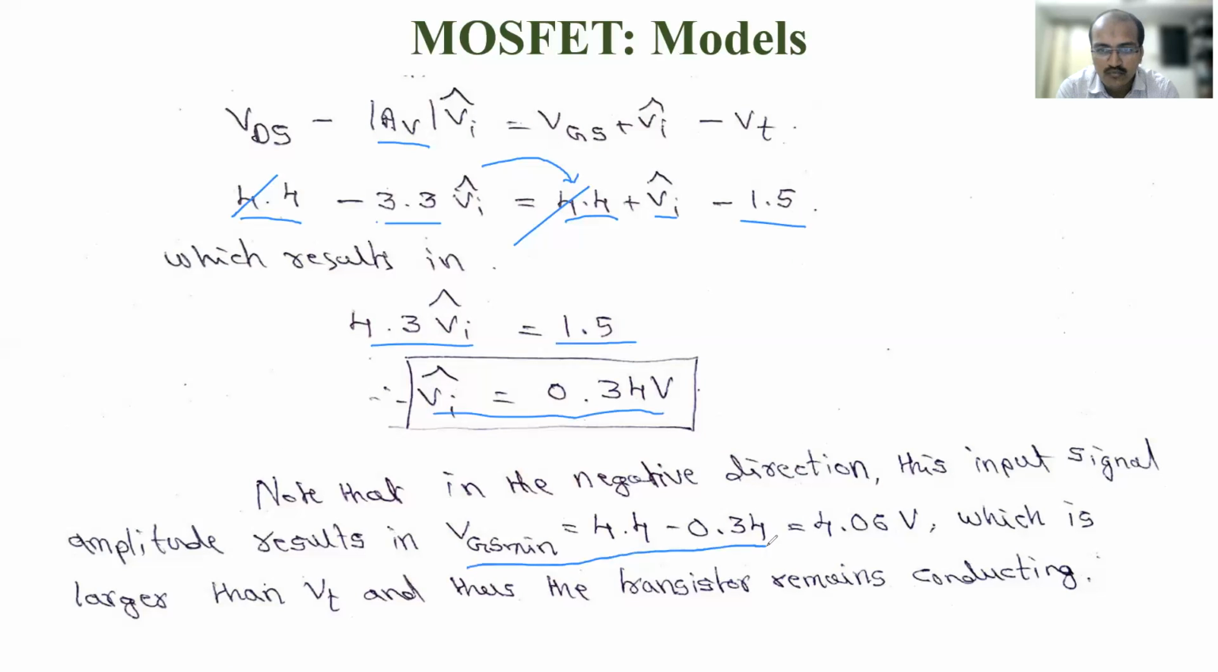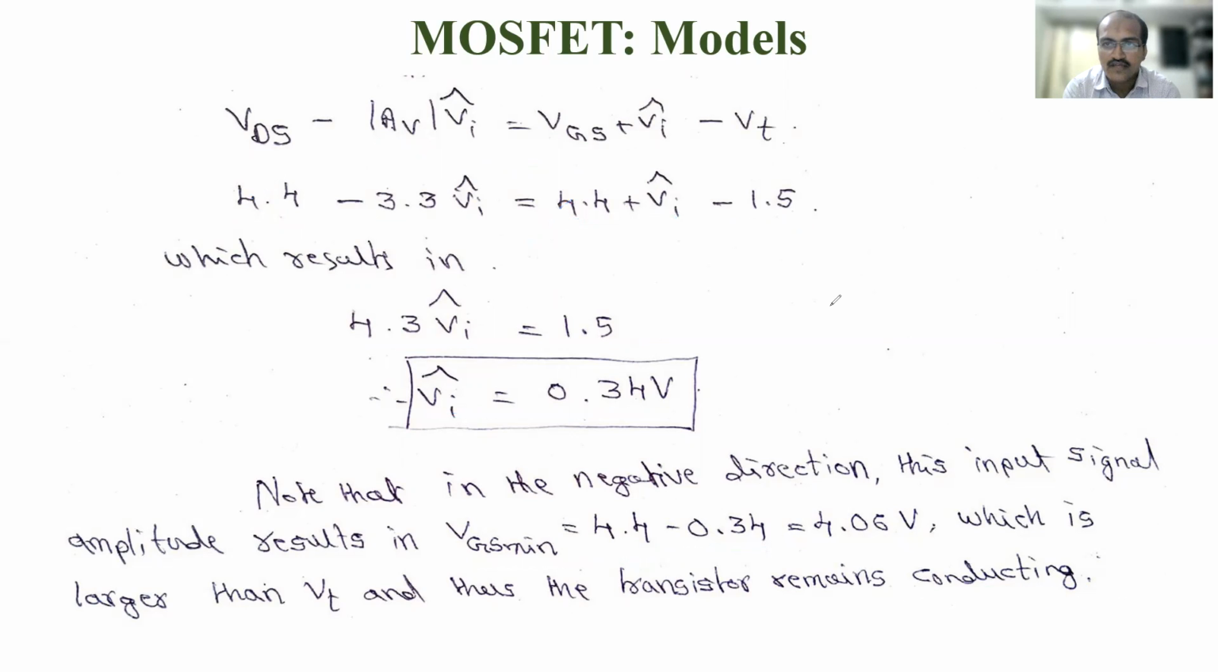So now we substitute this 0.34, we'll subtract it from the VD value. So it is 4.06. That is the level. So the bottom is touching 4.06, which is larger than VT, right? VT is 1.5. It should be larger than that. Only then the MOSFET transistor is conducting. So thus the transistor remains conducting. So that is the satisfiable condition.